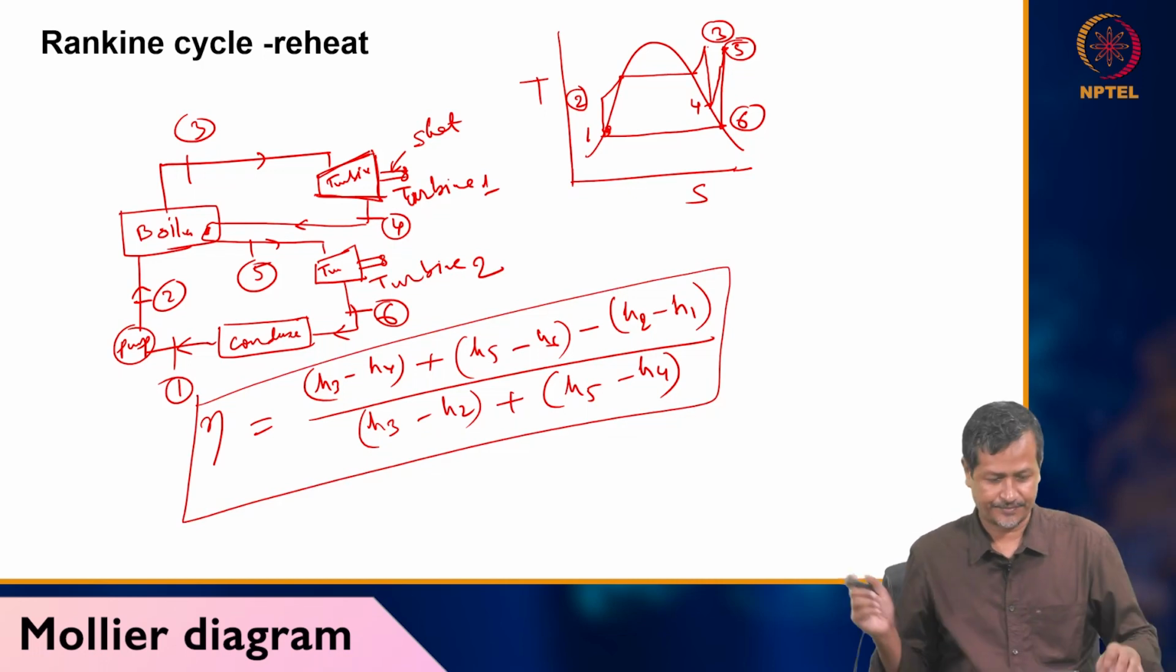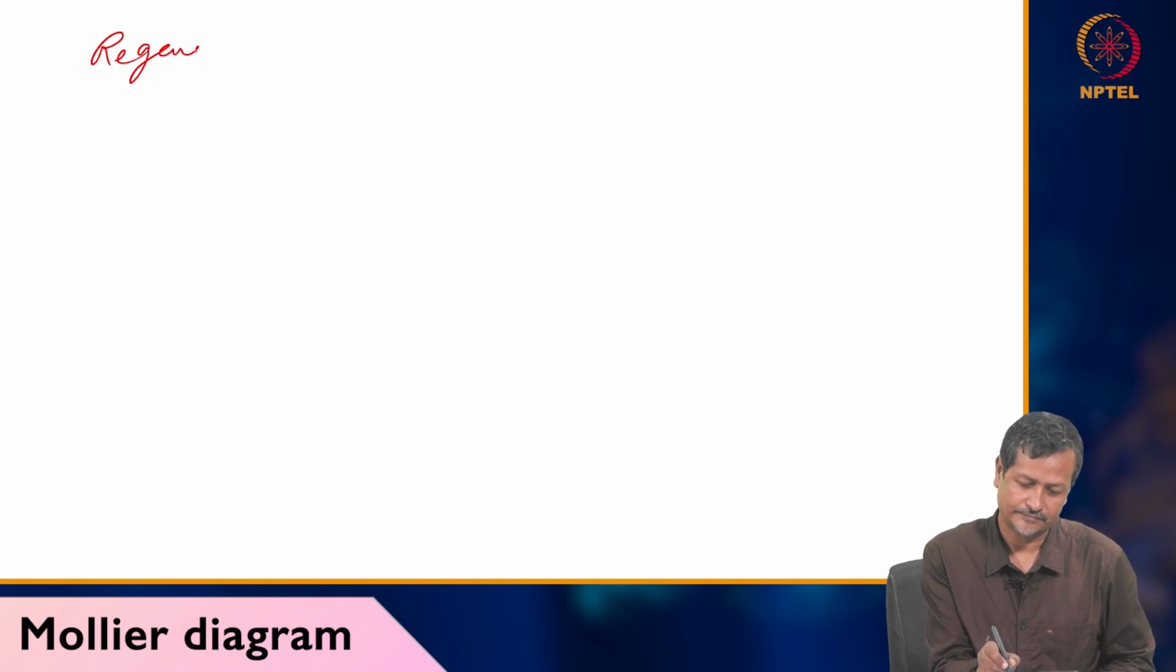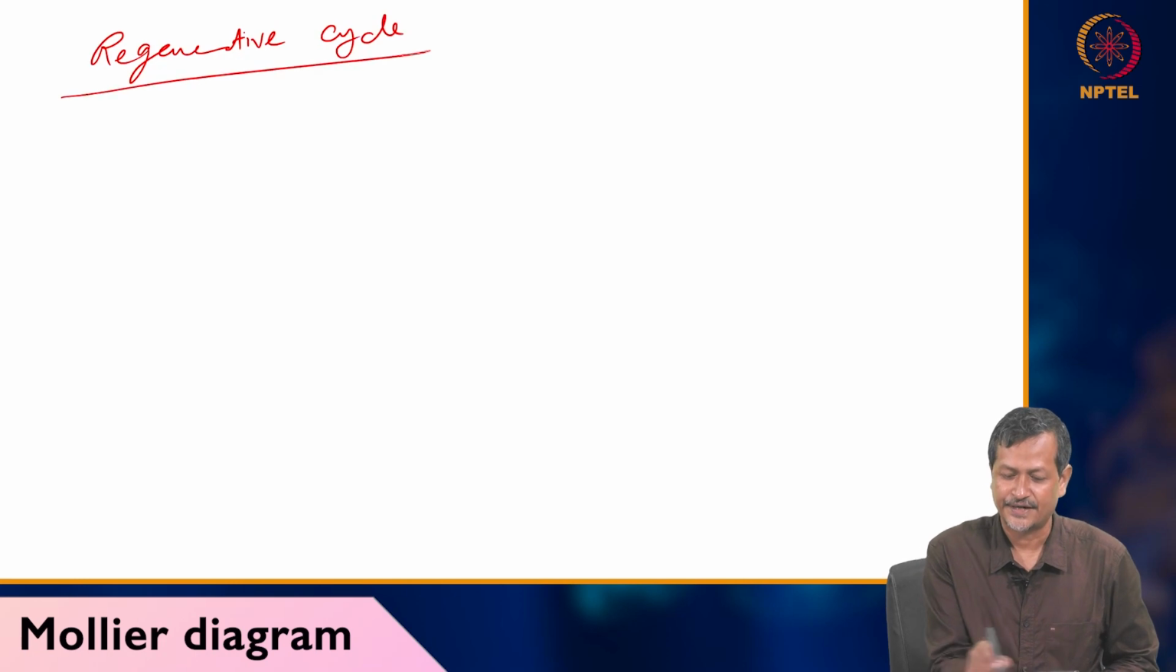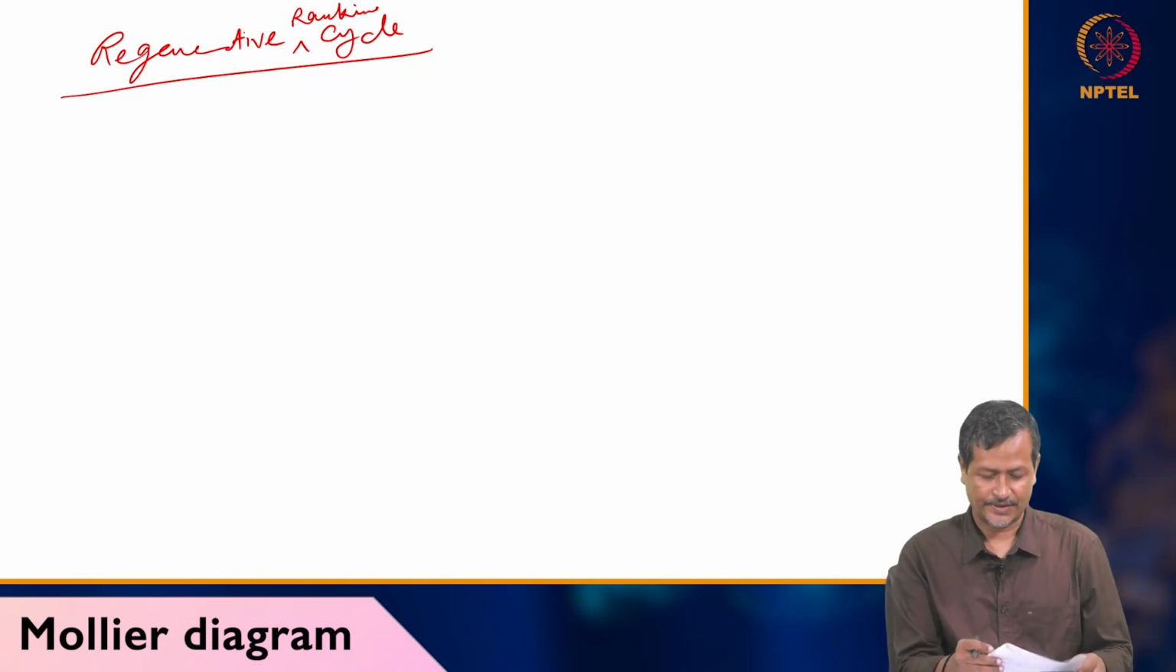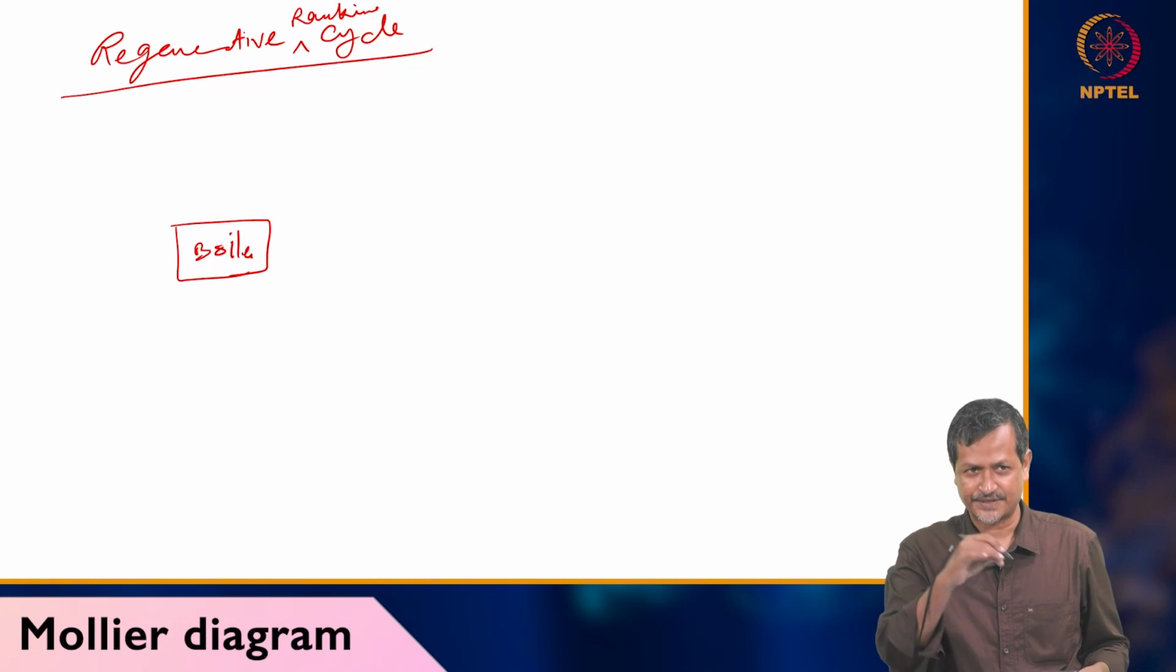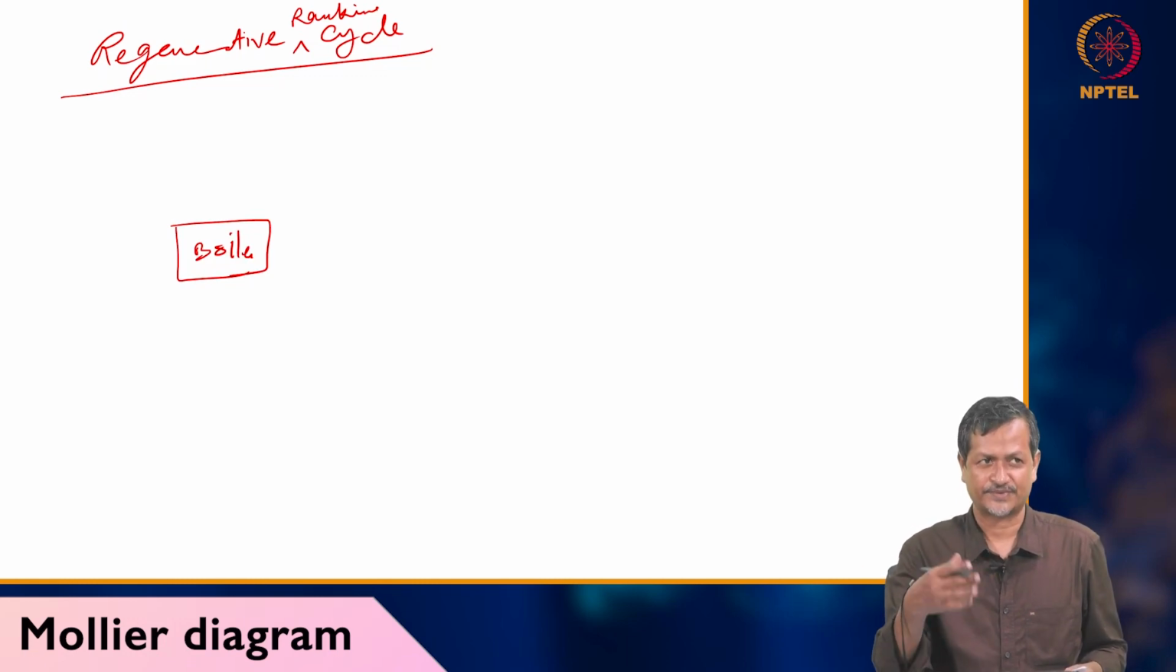Then regenerative. Regenerative Rankine cycle. Okay, so the regenerative Rankine cycle is like this. You have the same system, the boiler. First you learn these basic parameters, then after that we will solve some problems so that it will be clear how things are working.